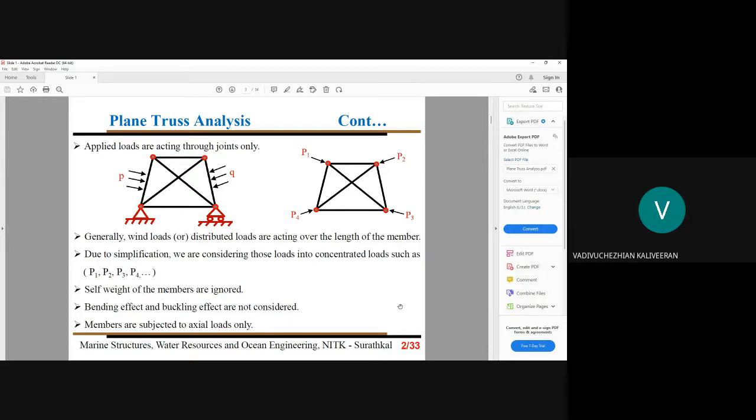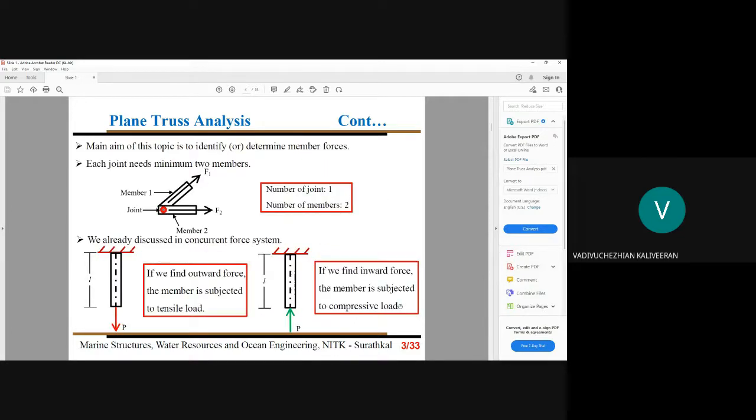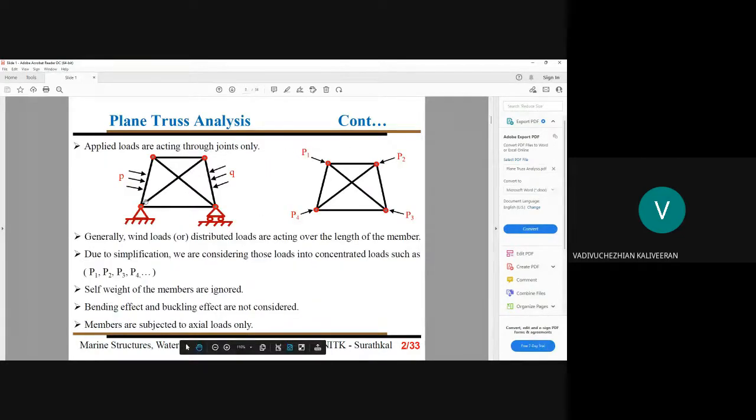Next you have to note, what about our supports? Where are they placed? Please note, our supports are placed only at the joints. If you have any load, you have to place those loads at the joints only. Similarly, any support you see should be placed at the joints only. You have to remember.